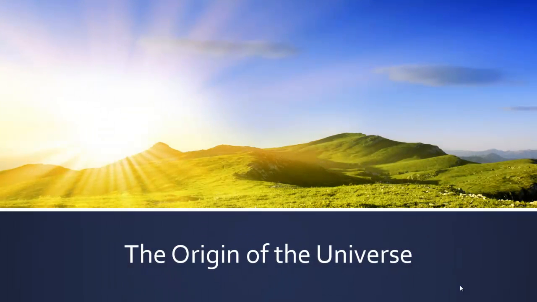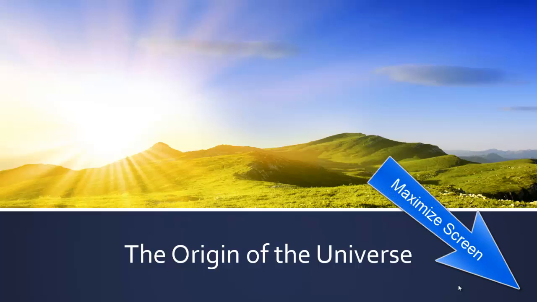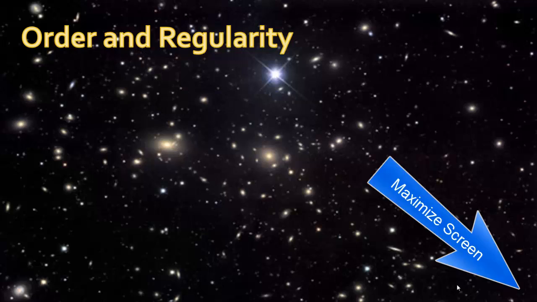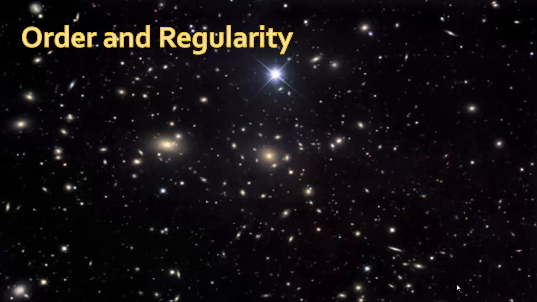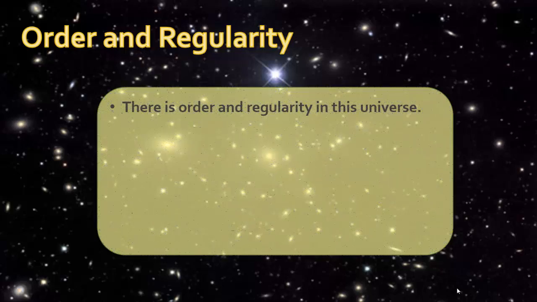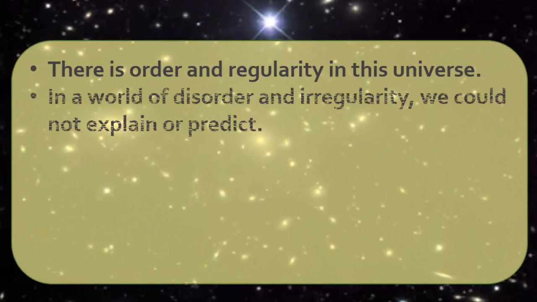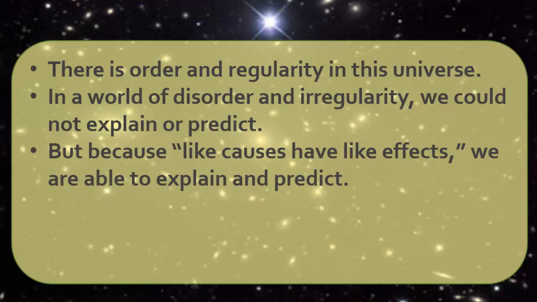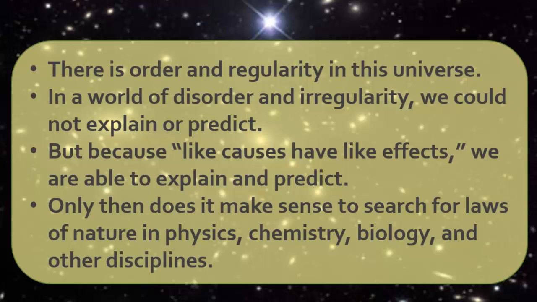What is the origin of the universe? That we will discuss in this video. It's a complicated issue. For what is so peculiar about this universe, that there is order and regularity. If there were no order or regularity, we could never explain or predict as we do in science. But because like causes have like effects, we are actually able to explain and predict. Only then does it make sense to search for laws of nature in any of the sciences.